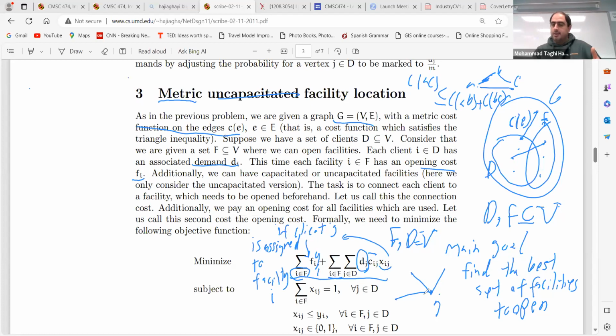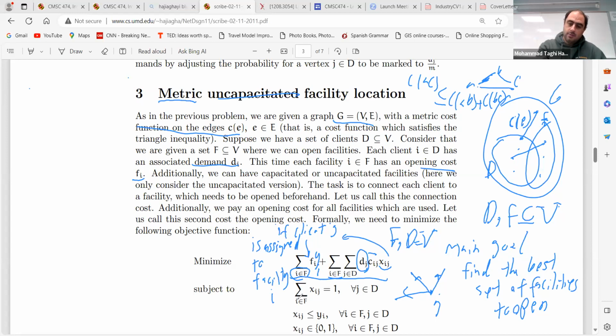But because there are no capacities for facilities, if you are sending the demand of this j to several of these facilities, you can always go to the one which is closest and minimize the cost. So in the integral solution, you just go to the closest, and x_ij would be one only for the facility closest to it. But this might not be the case in the fractional solution.